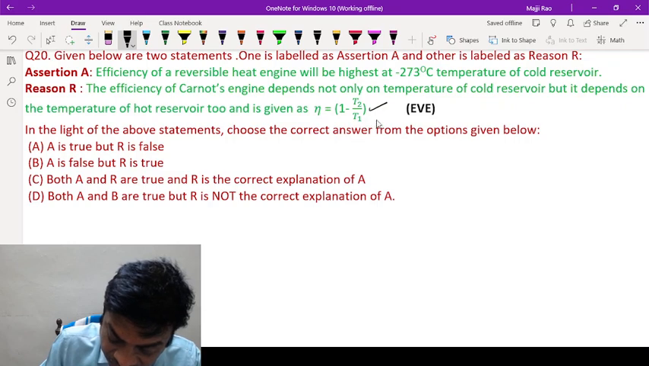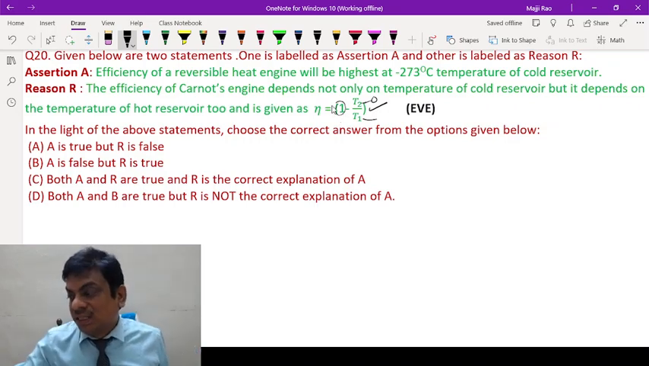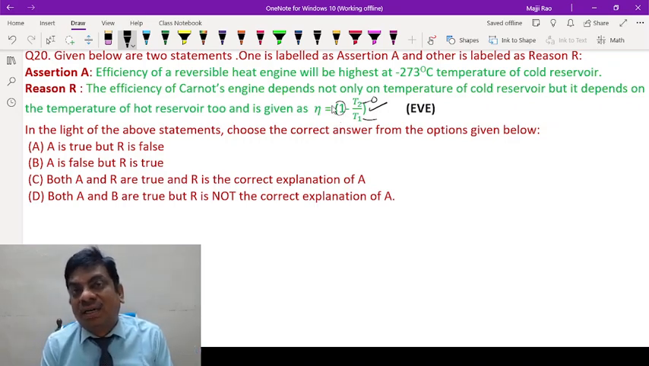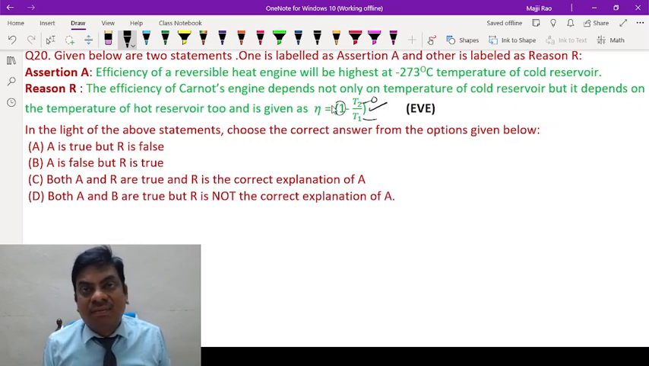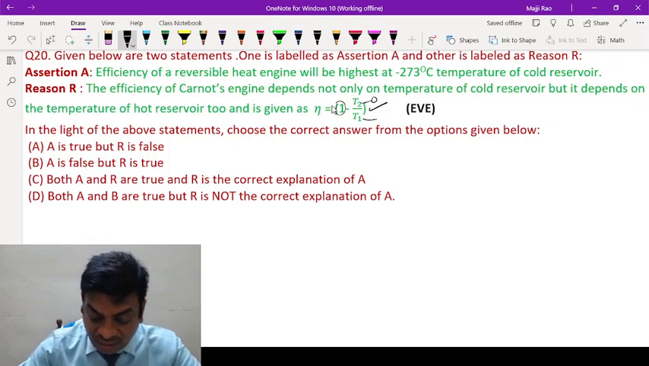You see, because if you substitute T2 equal to 0 here, the efficiency will be 1, and that is the maximum efficiency. Percentage wise, it is 100%. 1 means 100%. So, naturally, any engine cannot have efficiency beyond 100%. So, maximum efficiency could be 1, that is 2.